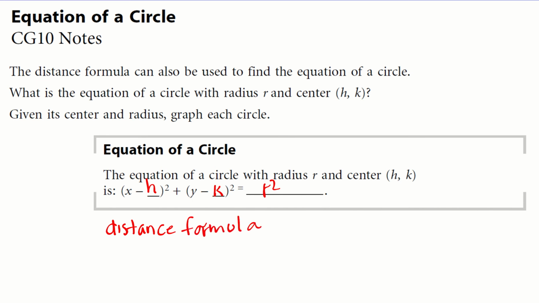When we talked about the distance formula, we said it seemed very familiar. It was very much like the Pythagorean theorem. All right, so let's take a look at how we use this equation of a circle.